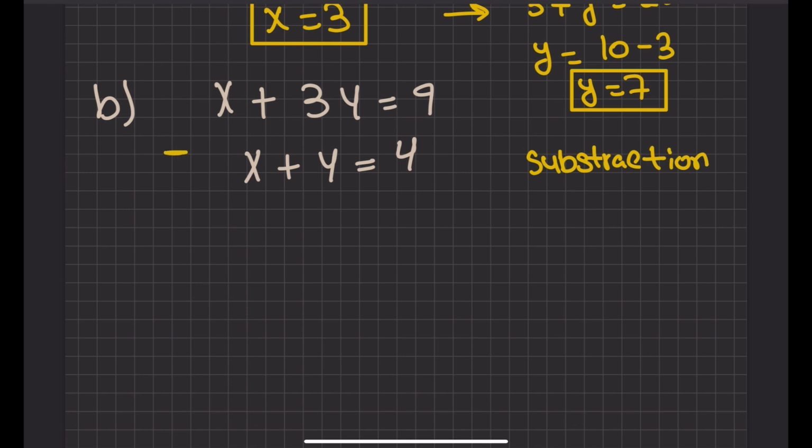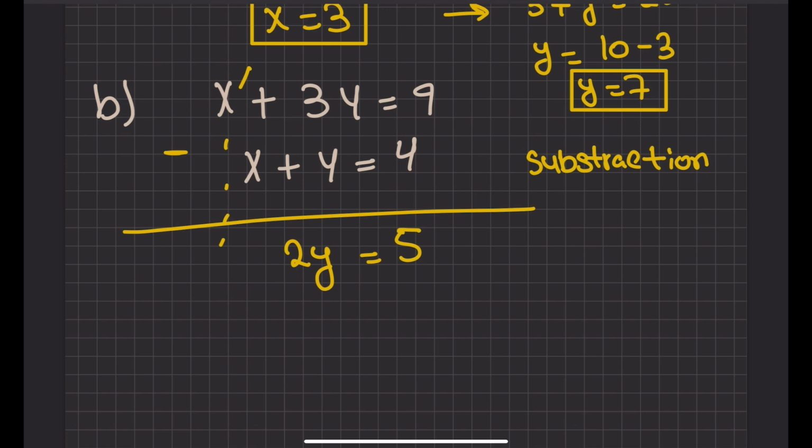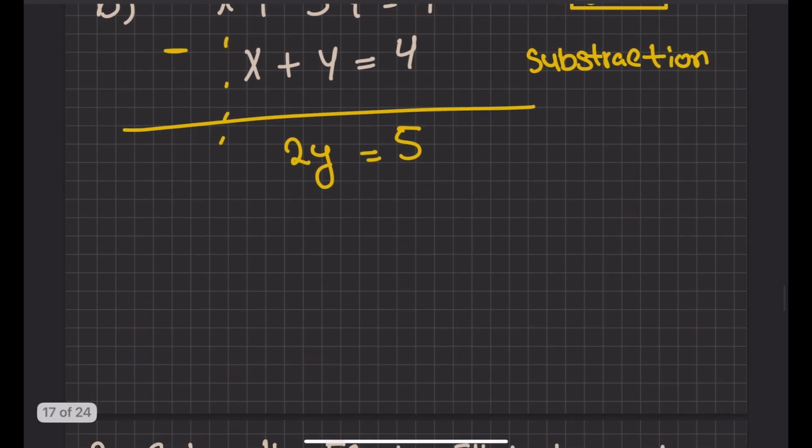So I'm going to say x plus 3y equals 9 minus x plus y equals 4. x minus x cancels out. 3y minus 1y equals 2y. And 9 minus 4 is 5. I'm looking only for y, so I have to divide both sides by 2. So y is equal to 5 divided by 2, which is equal to 2.5.